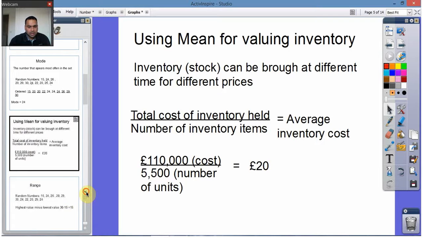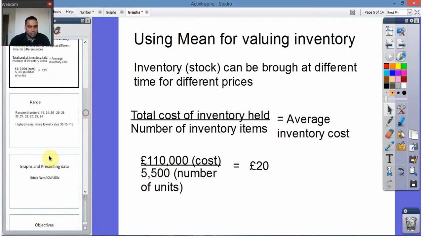Mean is the most common average that we use, really. The others are quite rarely used.